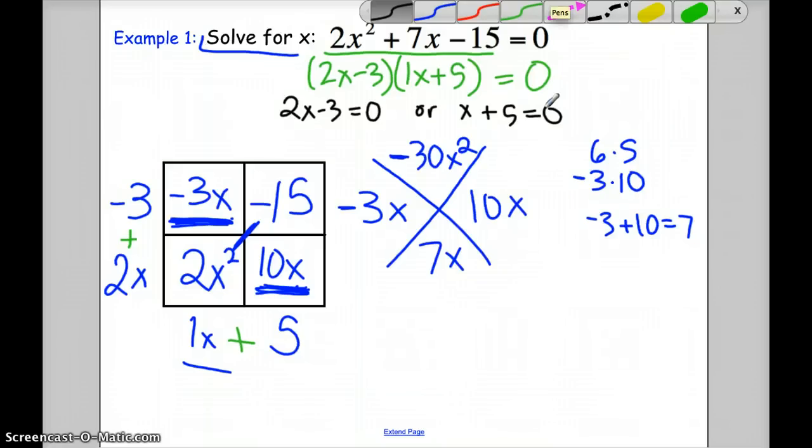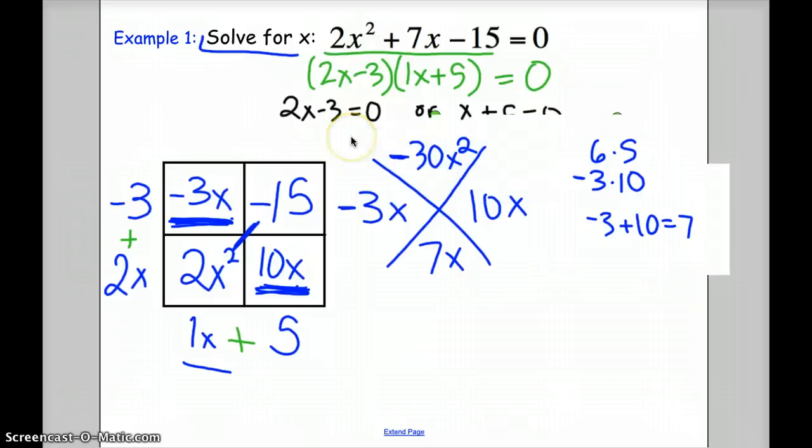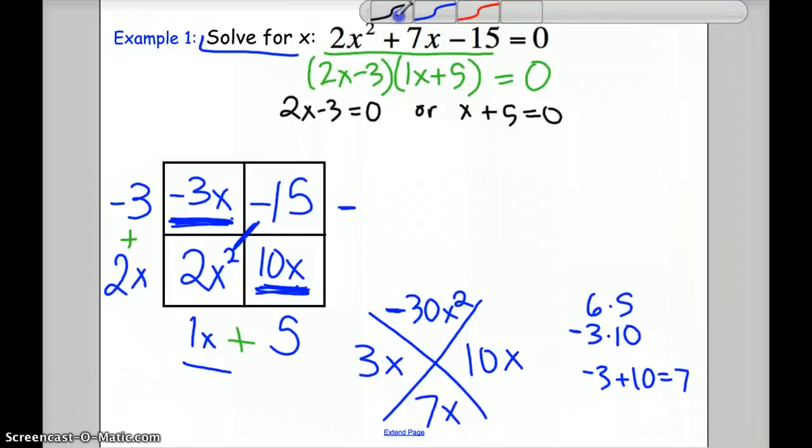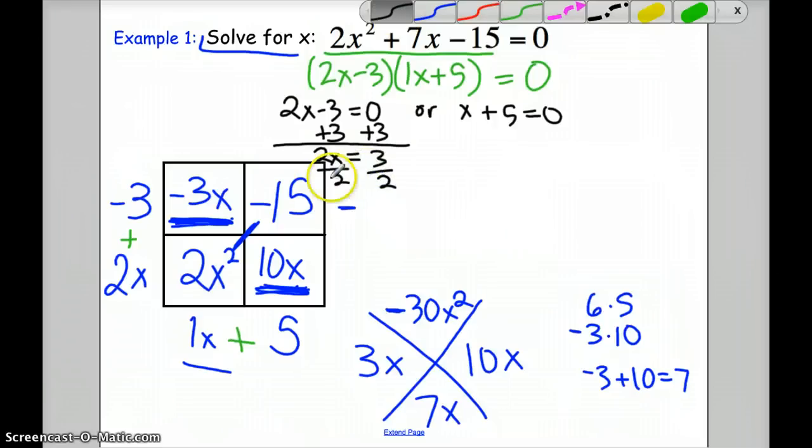Now, I'm not quite done with my equation yet because I need to figure out what the solutions would be to those two separate equations. So I'm going to solve each of them separately and figure out what x would make them zero. So I'm going to add 3 for the first equation. And I get 2x equals 3, divide both sides by 2, and I get x equals 3/2 or 1.5. Whatever you prefer. So that's the solution to the first factor of my polynomial, my quadratic.